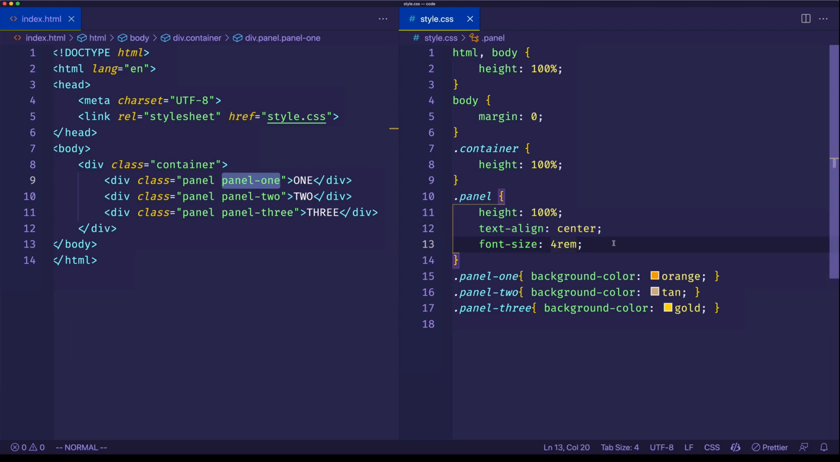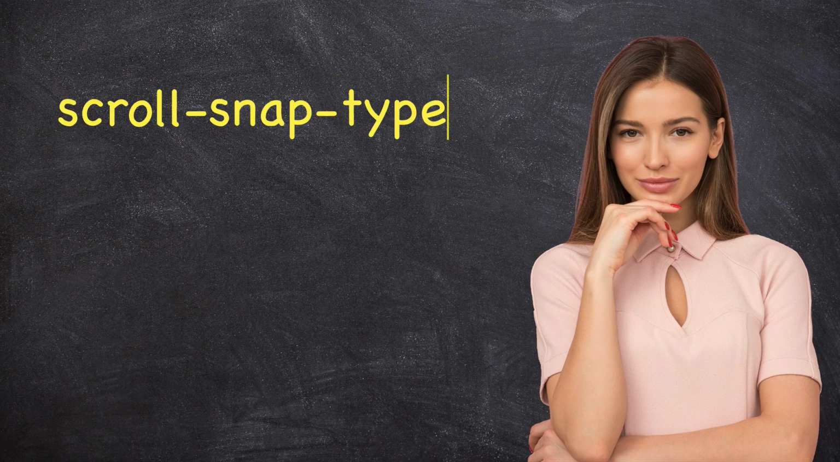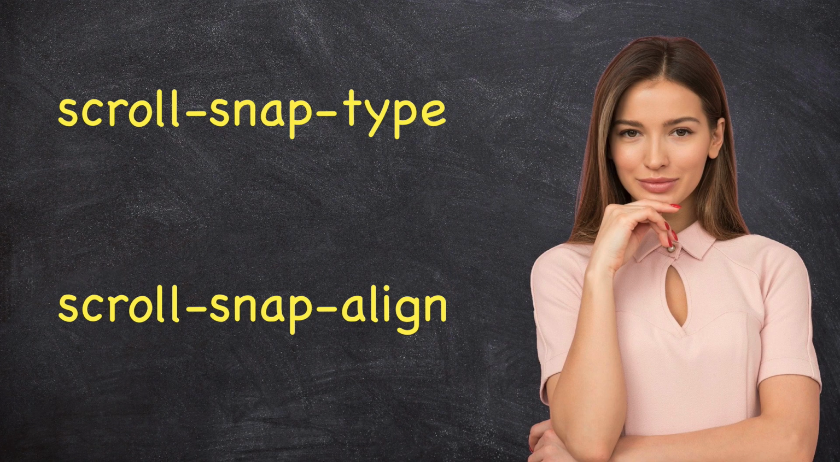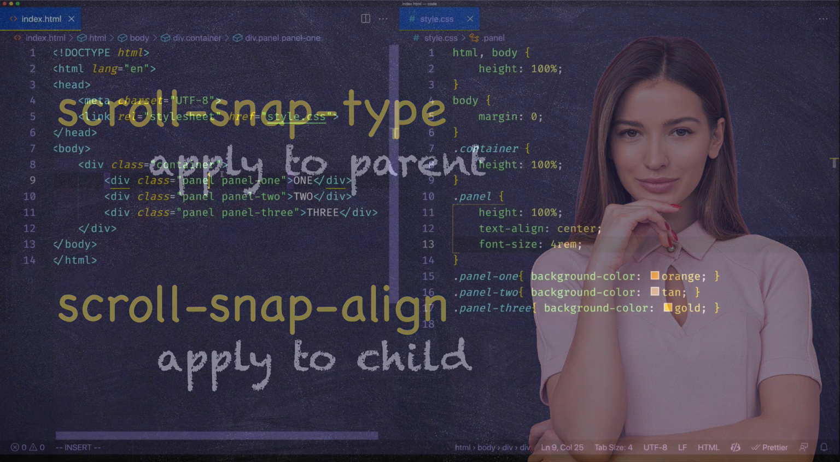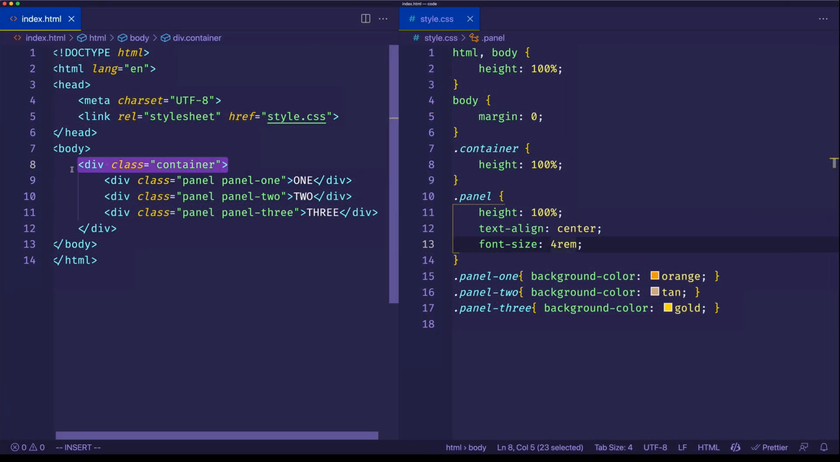I think now it's time to introduce those 2 essential properties I told you about in order to work with scroll snapping. And here they are. The first one is called the Scroll Snap Type, and the second one is called the Scroll Snap Align. And to use these properties, what we need to understand is that we're working with a parent element and child element. Scroll snap type is going to be applied to the parent element, and the scroll snap align is going to be applied to the child elements. So in this case, our parent element is this div with the class of container. The child elements are the inner divs with the classes of panel.